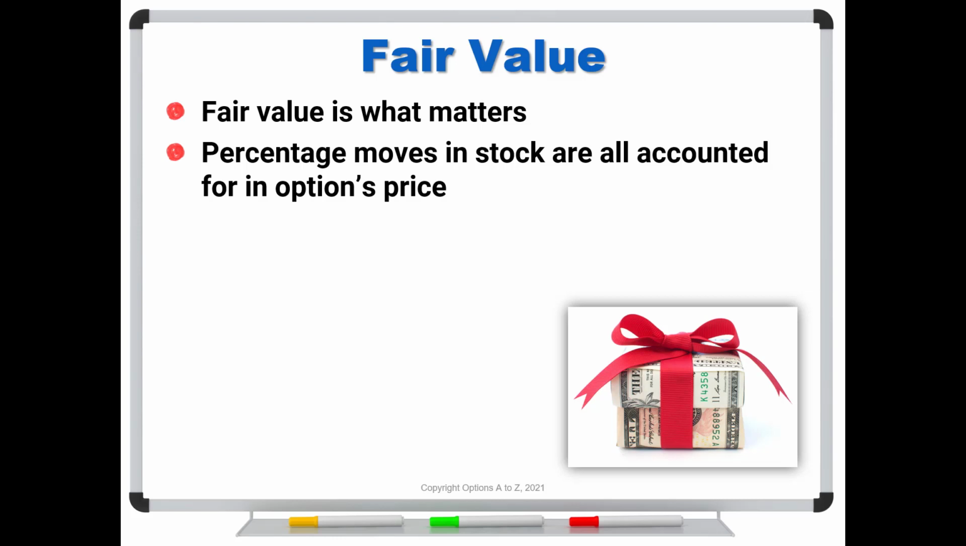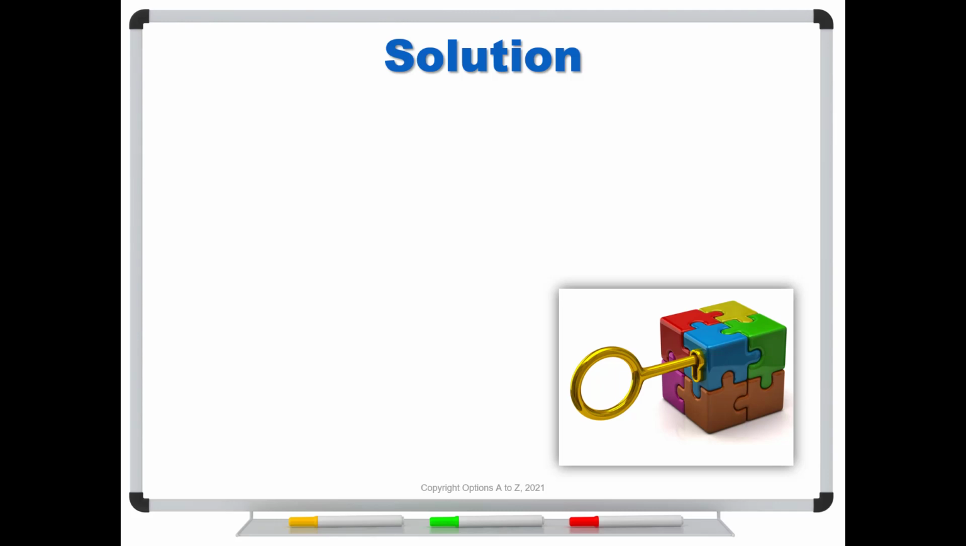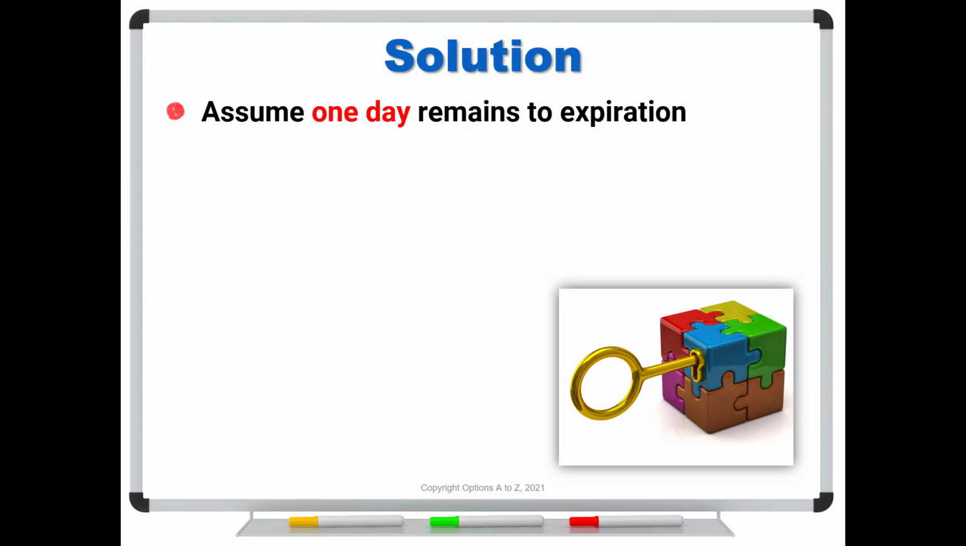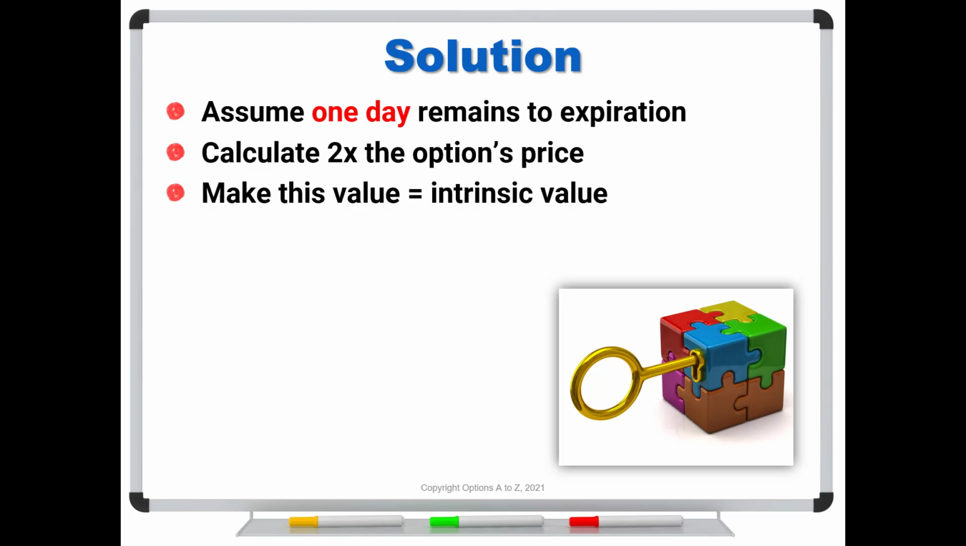So for anyone who might want to use the percent to double, what's a good solution? Well, an easy way to use it is to assume that 1 day remains to expiration, regardless of how much time actually remains on your option. Second, what you're going to do is to calculate 2 times the option's price. Whatever that initial option's price that the option model gave you, just double it. And whatever that value is, you're going to make that equal to the intrinsic value.